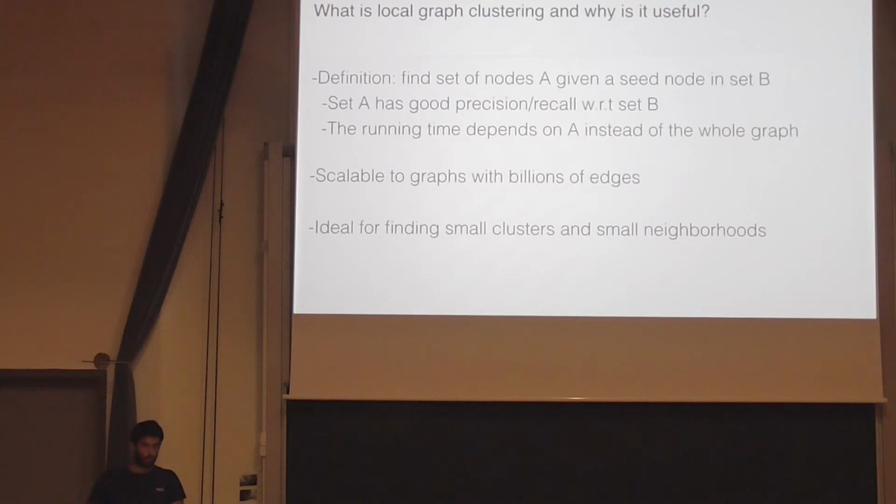And for the algorithms that we'll discuss, the running time for finding this set of nodes A depends on the size of A. It doesn't depend on the whole graph, right? So I'll explain what that means in terms of a picture later on. So because of this property, these methods are extremely scalable to the largest available graphs, which currently are of the order of billions of nodes and edges. And generally, as a rule of thumb, I would say that these methods are good for finding a small cluster and small neighborhoods in a graph.